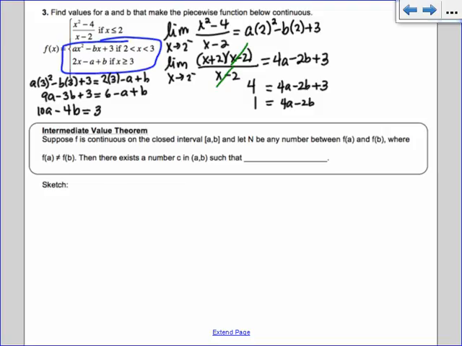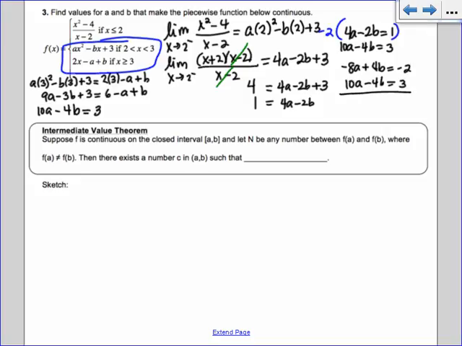Okay, this goes back to algebra 1. What do we do now? Elimination. Yeah, you can do substitution or elimination. So you have 2 equations that have a and b, and you want to solve for both a and b. We're going to line them up: 4a minus 2b equals 1, and the other one is 10a minus 4b equals 3. I'm going to multiply that top equation by negative 2. So I get negative 8a plus 4b equals negative 2, and I have 10a minus 4b equals 3. When I do that, I get 2a equals 1, so a equals 1/2.